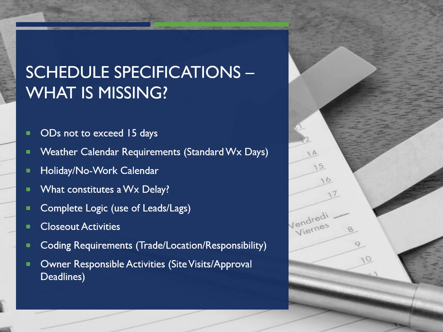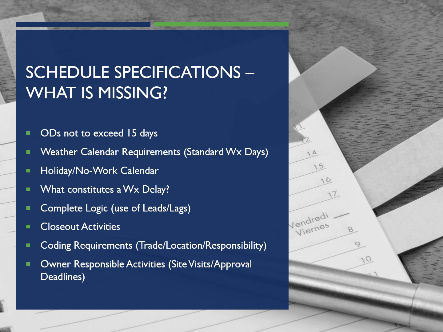Some things that you will see missing from specs that I think really need to be included. Original durations not to exceed 15 days. See that all the time. Just missing from the spec. That really needs to be in there. Weather calendar requirements. It's really nice if your spec calls out the number of anticipated weather days for every month and what the standard is for a weather delay day. Holiday, no work calendars. They don't ever call that out in the spec. You just need to kind of figure that out on your own.